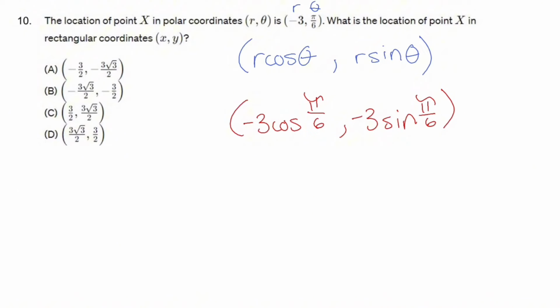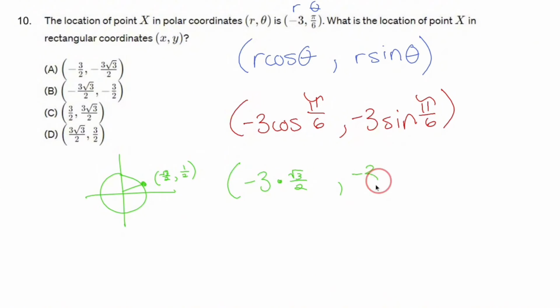-3 times cosine pi over 6 is going to be -3 times the x value that you have if you go to pi over 6 on the unit circle. So if you need to draw the unit circle and say, all right, pi over 6, that's the first one. So the x value of that first one is going to be √3 over 2. Similarly, the sine value of pi over 6 is going to be the y value, which is going to be 1/2 for that first one right there. So -3 times 1/2. -3 times √3 over 2 is going to be -3√3 over 2.